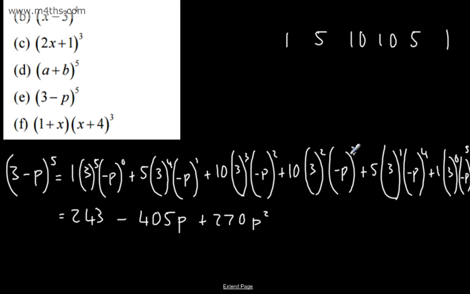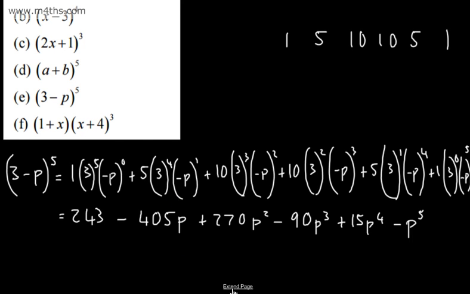Negative p cubed is negative p cubed. That's going to give me 9. That's going to give me 90. So we've got minus 90p cubed. This is to the power 4. Negative p to the power 4 is positive p to the 4th. 5 times by 3, so that's going to be 15p to the 4th. And then finally, negative p to the 5th will give me negative p to the 5th. That's 1, and that is our expansion.